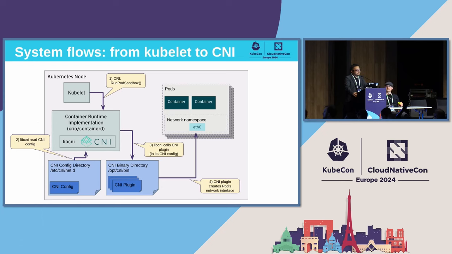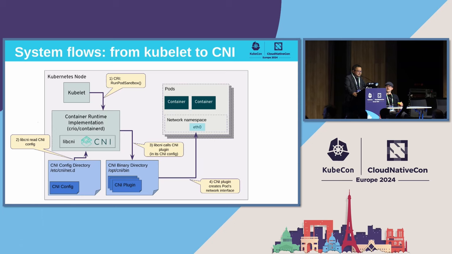So how is a CNI plugin used when a pod is created? This picture shows the system flow. Okay, let's imagine you run kubectl create pod. This pod object goes to the API, and then the kubelet recognizes this pod object. After that, kubelet sends the RunPodSandbox gRPC call through the CRI, the Container Runtime Interface. The container runtime recognizes this and starts the pod sandbox, which means the PID and other Linux namespaces, and of course the network namespace as well.